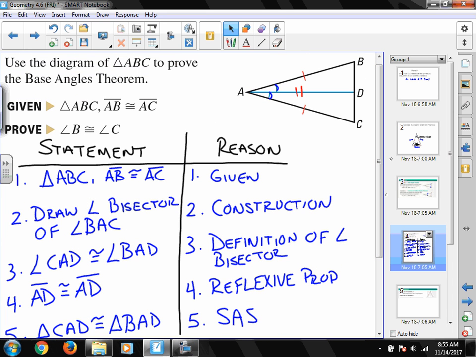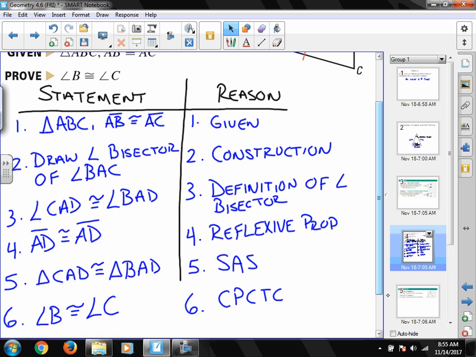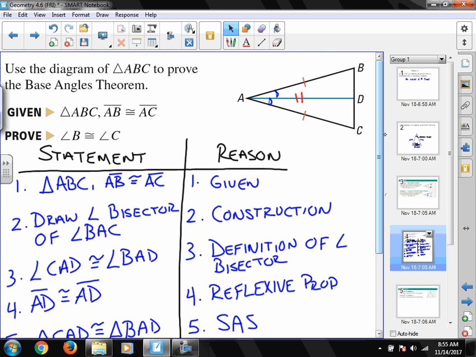So now I know that angle B and angle C are congruent. So that is our base angles theorem. So obviously we can't use the base angles theorem to prove the base angles theorem. So it's a long way of getting around that. Feel free to use that base angles theorem as you need from now on.